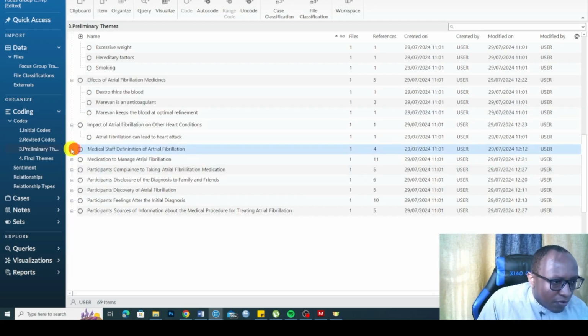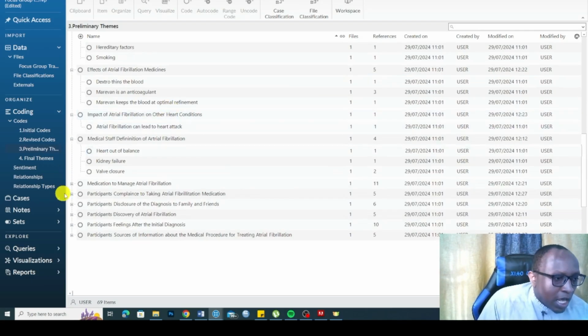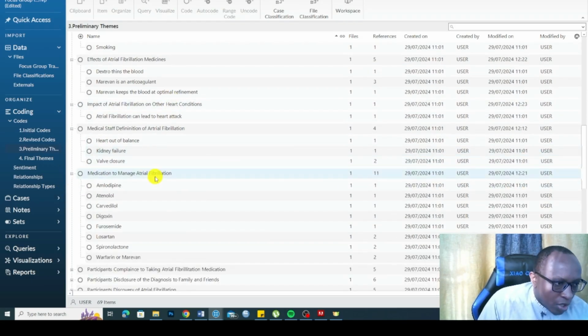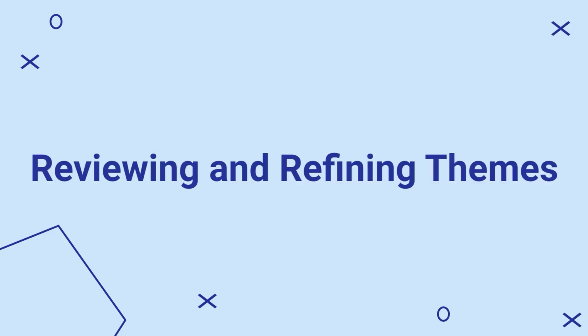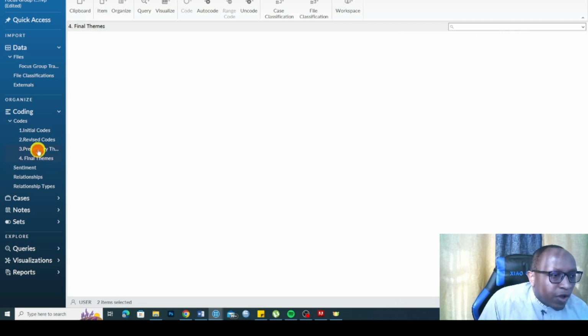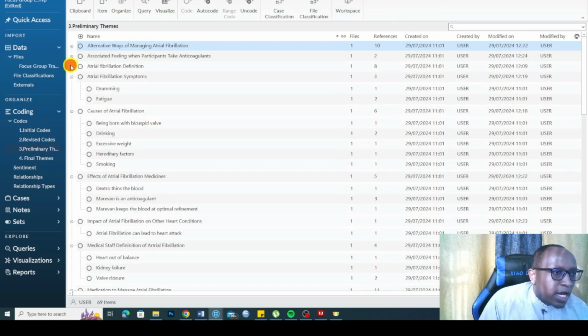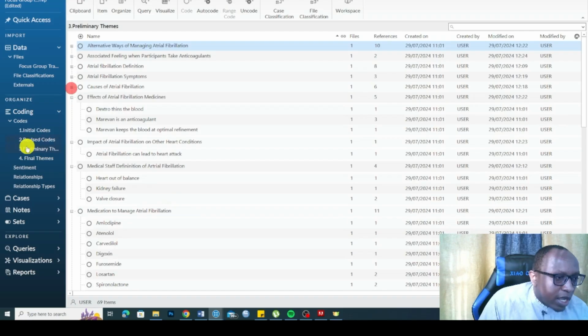So medical staff definition of atrial fibrillation, there we have that, and that's how I came up with all the preliminary themes. Then I went to the fourth step of the Braun and Clarke 6-step framework for thematic analysis, which is reviewing and refining themes. You can see it's just a matter of editing themes and looking for a pattern of shared meaning between different themes and asking myself, are there some themes I can combine?